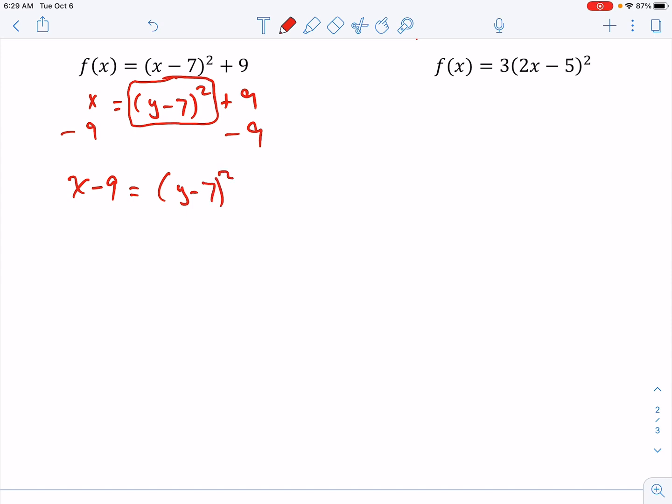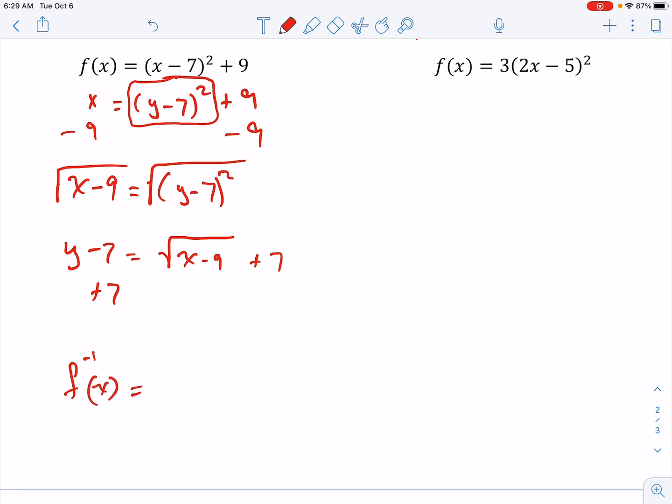Now that the quadratic part, the part with the square on it, is isolated, now we can take the square root of both sides. So y take away 7 is equal to the square root of x minus 9. We can add 7 to both sides. So then our y is by itself, and we can change it to f inverse of x equals the square root of (x take away 9) plus 7. All right, last one. Switch your x and your y.